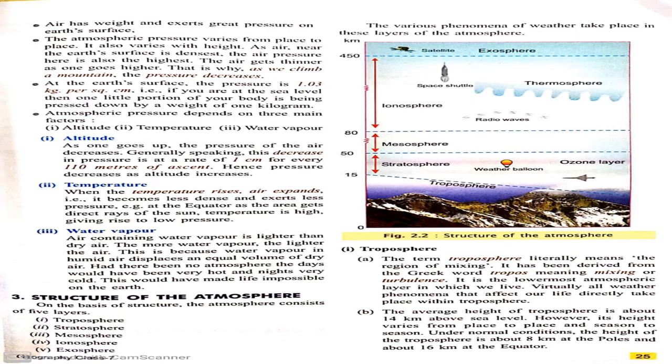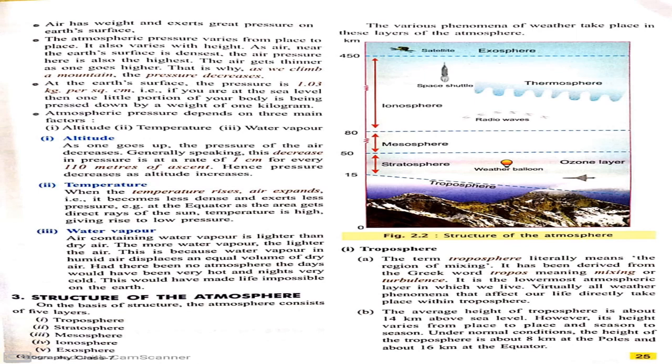First one is troposphere. Troposphere is the lowermost atmospheric layer in which we all live. Okay, all the weather phenomena that affect our life directly take place within the troposphere. Everything related to the weather all takes place in the troposphere.